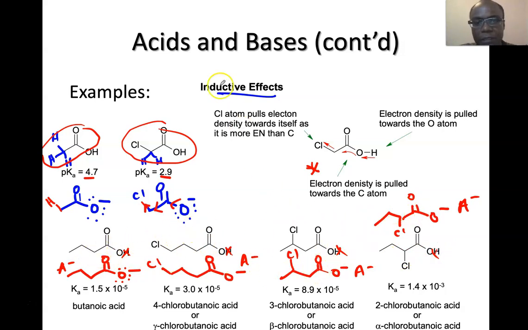So you see, based on inductive effect, this chlorine is closest to where the electrons are more, so it has a higher effect of pulling the electron density towards itself. So the closer the electronegative element is to the site where you have high electron density, the higher the inductive effect, the more stable the conjugate base, and the stronger the parent acid. That's what I wanted to say.